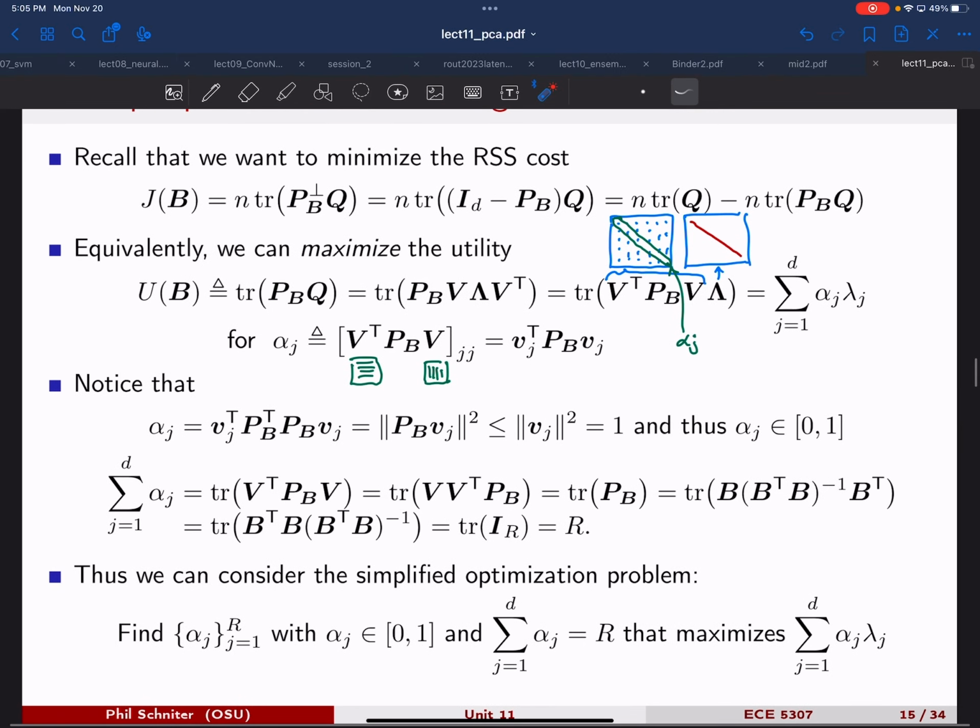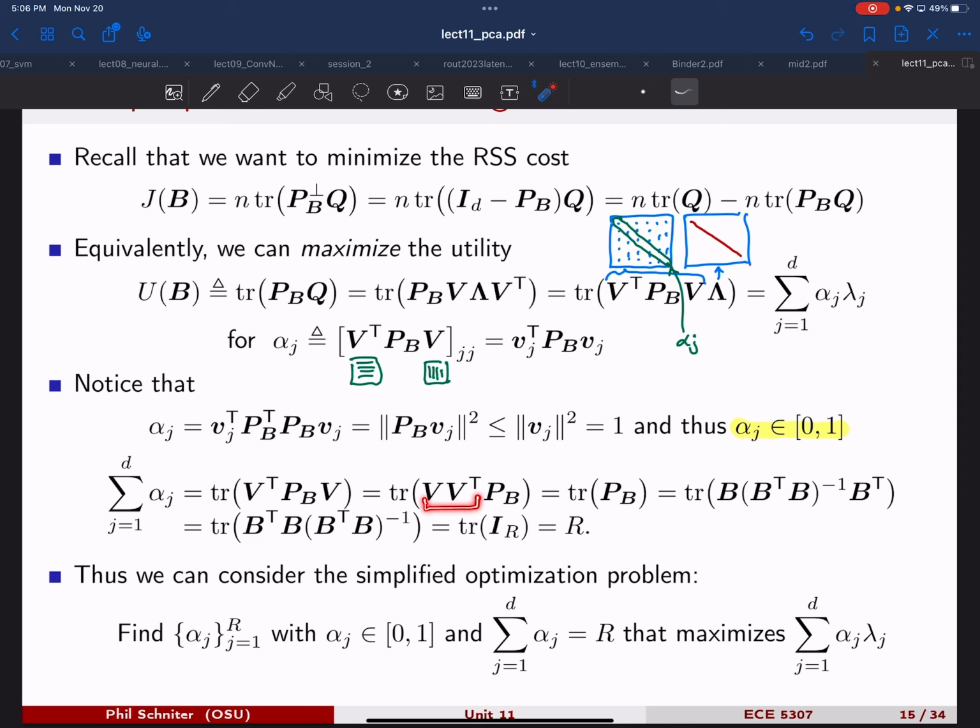The other thing you can see is that alpha j can never go negative. It's a norm, so it can't be negative. So that means alpha j is between 0 and 1 individually. The other important thing is that when you sum up the alpha j's, you get exactly r. So why is this? So let's first remember how the alpha j's are defined. So if I sum them up, that is the same thing as taking the sum of the diagonals of this. In other words, the trace of that. So we have the trace of this. Now we can play the game with the v, move it to the left.